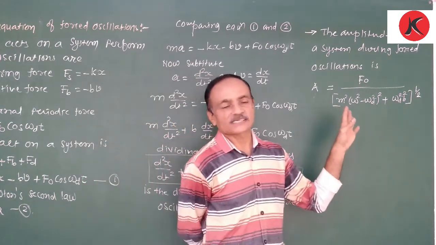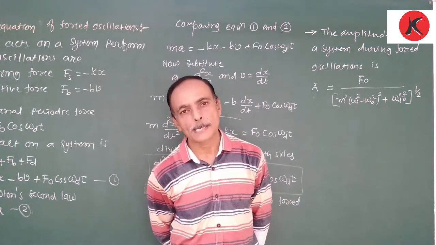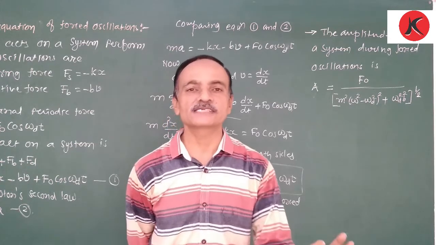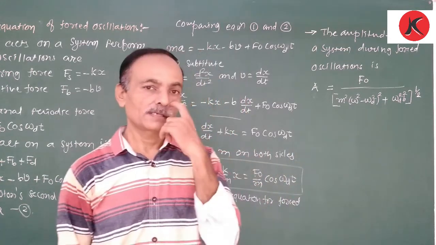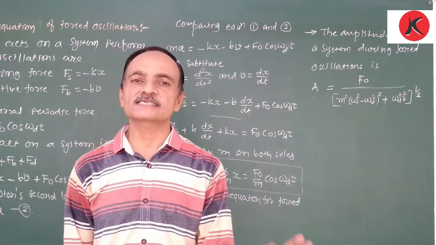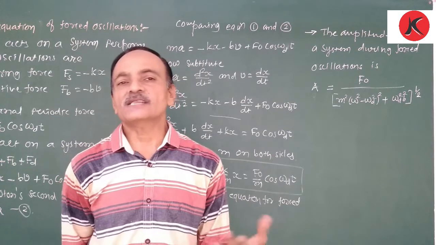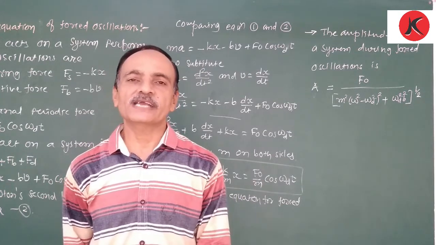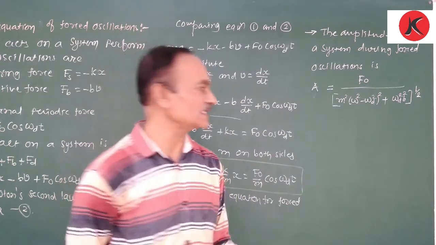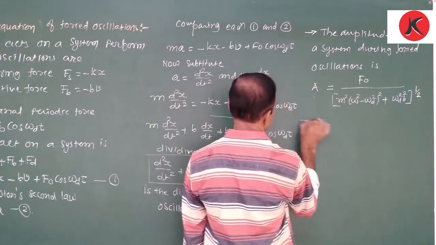Initially, the system starts the oscillation with natural frequency. When the external periodic force is applied on the system, what happens? The natural oscillations die out, and the system starts oscillating with the frequency omega d of the periodic external force.